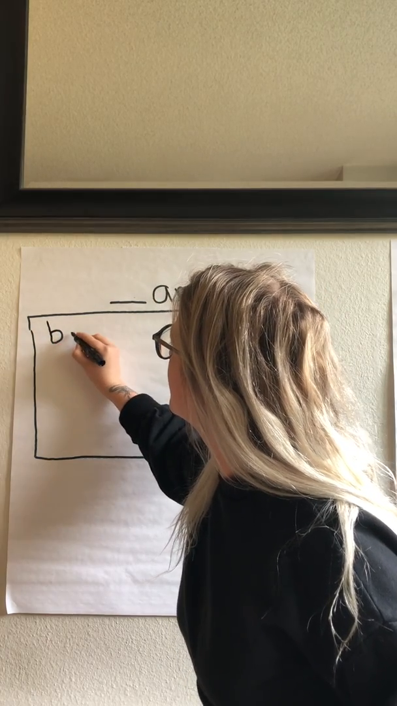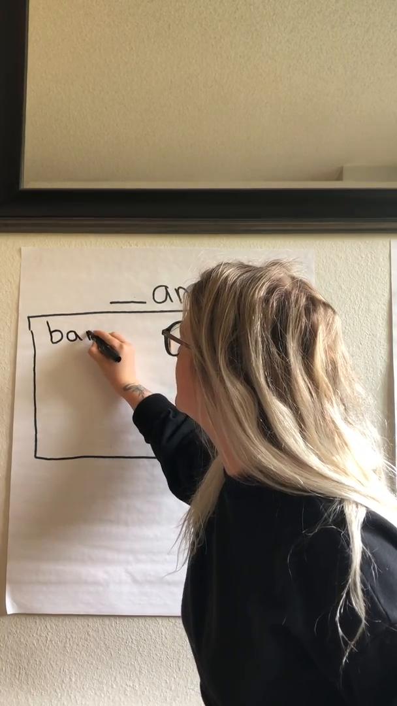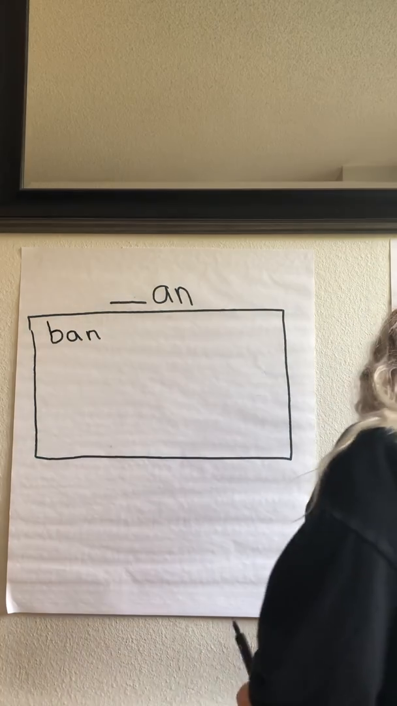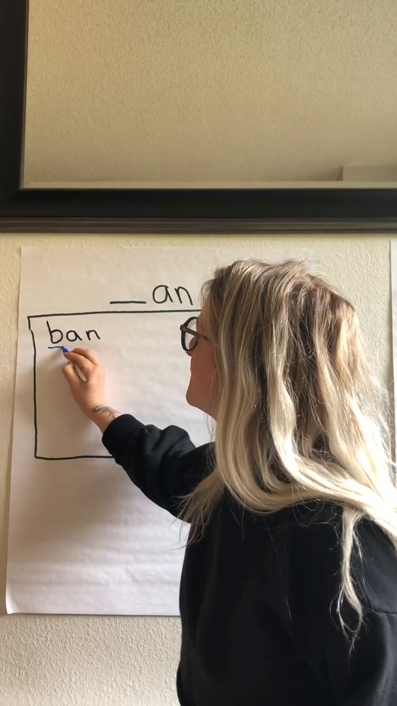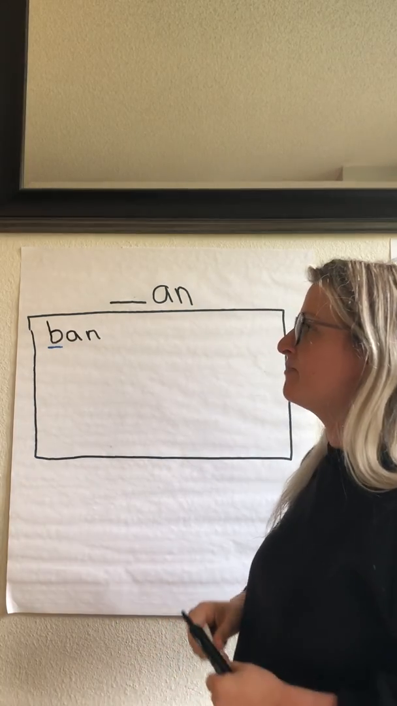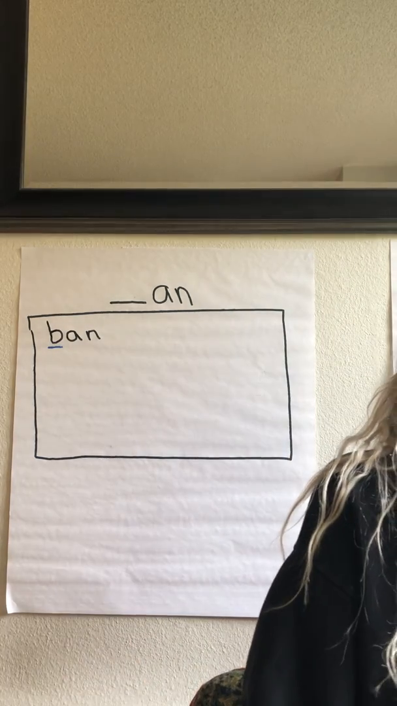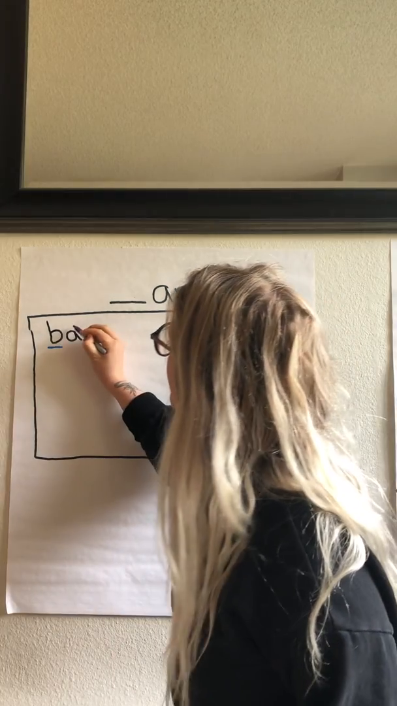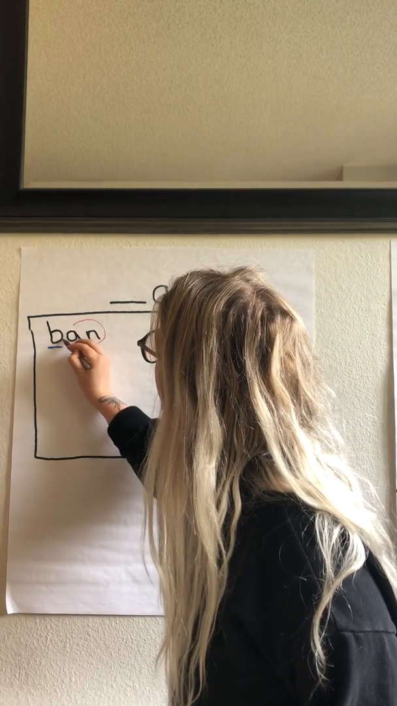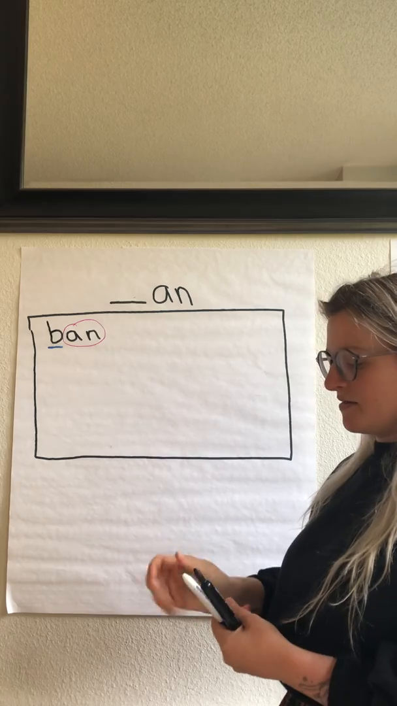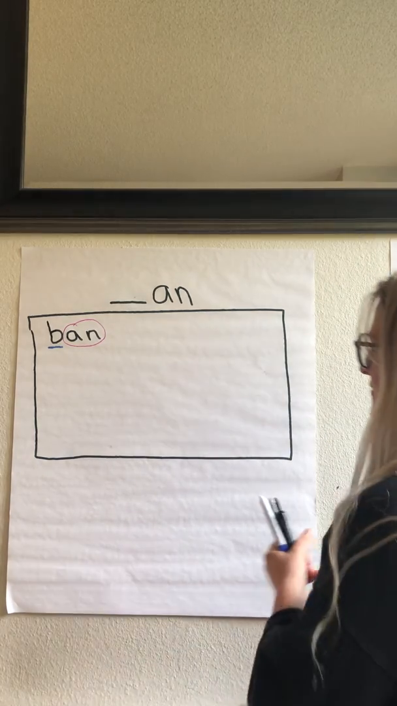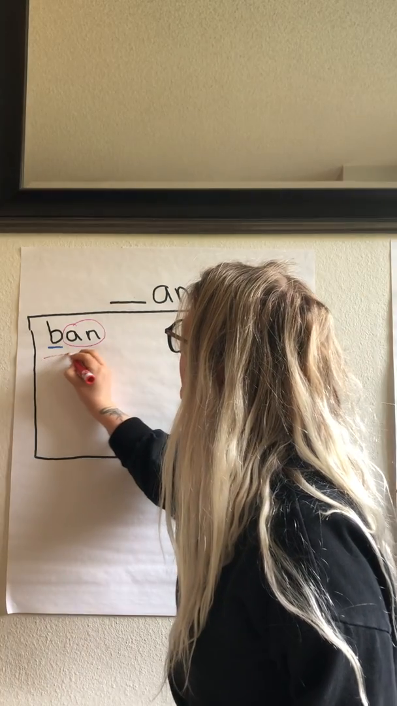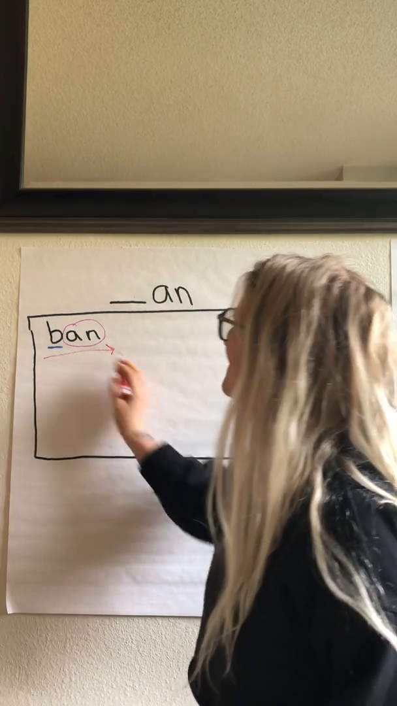B, an. I'm going to get a different color today. I'm going to underline my first letter, which is that first sound. B makes the B sound. And I'm going to circle my an family in purple. So the word altogether is, let's actually use a different color here. Oh, that one's kind of tired. Ban.